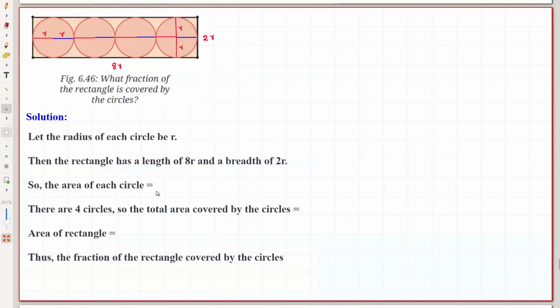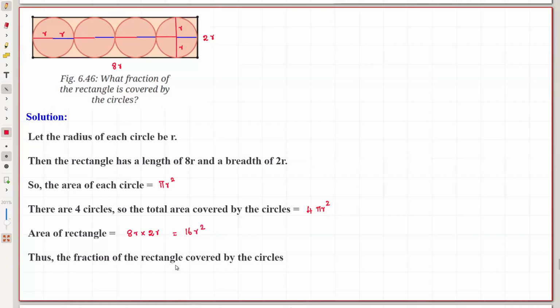The area of each circle, the formula is pi r square. So there are 4 circles, so the answer will be 4 pi r square. That is the area of 4 circles. Area of the rectangle is length into breadth, so 8r into 2r. Multiply it. 8 2s are 16r square.